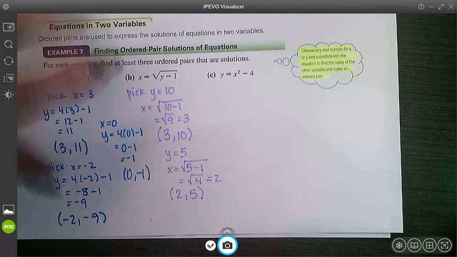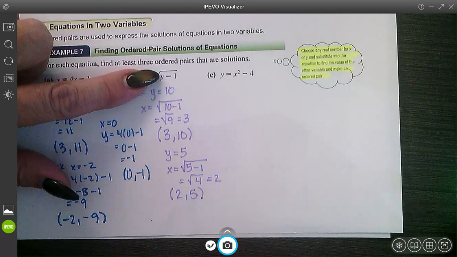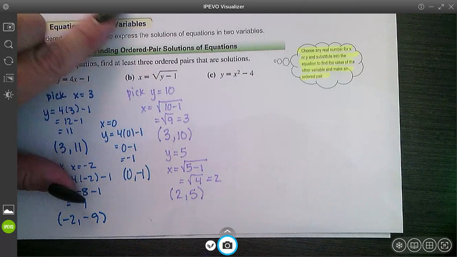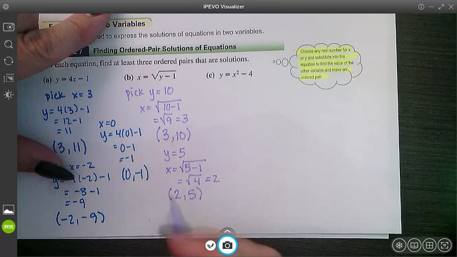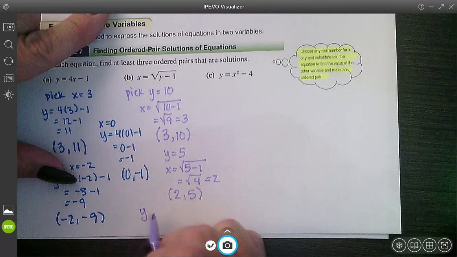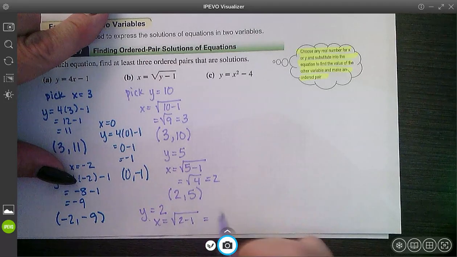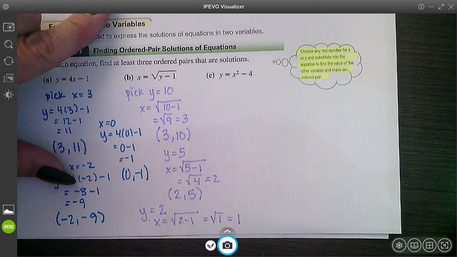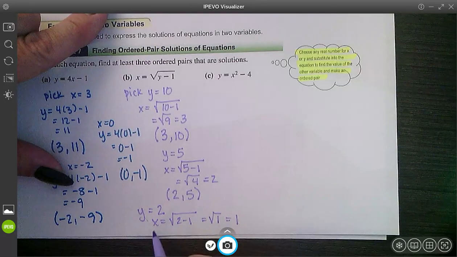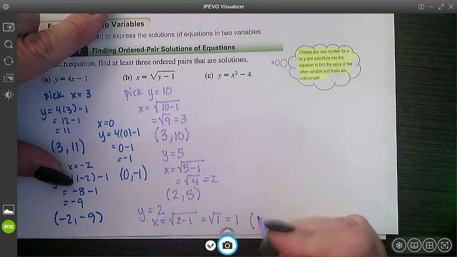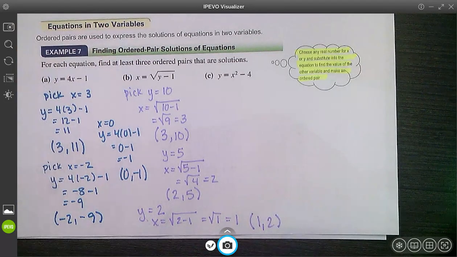And I can't pick 0, because if I pick 0, I'm going to do 0 minus 1. I'm going to get negative 1. And the square root of negative 1 is not a real number. So I will pick 2. Then x would be square root of 2 minus 1, which is square root of 1, which comes out to be regular 1. So if x is 1, y is 2. So that's the ordered pair 1, 2.